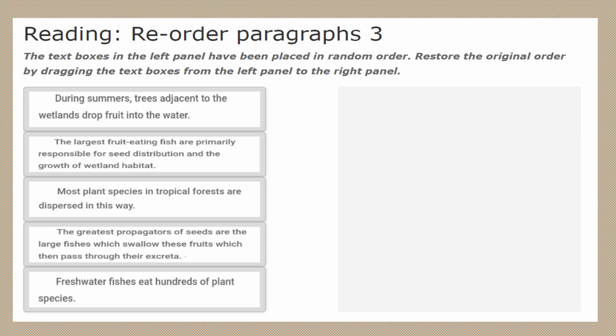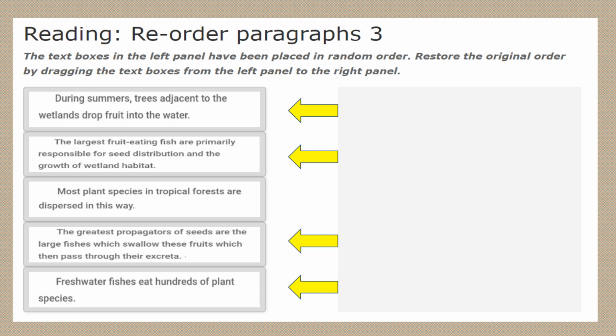Moving on to the practice 3. Now here the introductory sentence is the last one, which is: freshwater fishes eat hundreds of plant species. Now, the largest fruit-eating fish are primarily responsible for the seed distribution and the growth of wetland habitat. So this has a connection with the freshwater fishes. Now, during summers, trees adjacent to the wetlands drop the fruit into the water. So it again has connection because they're talking about fruits.